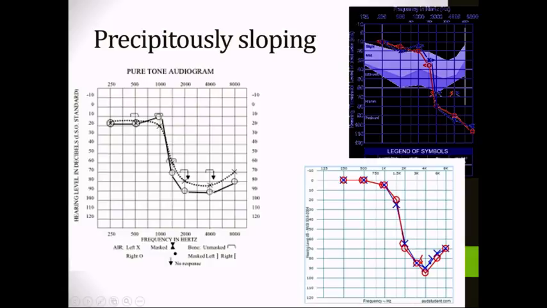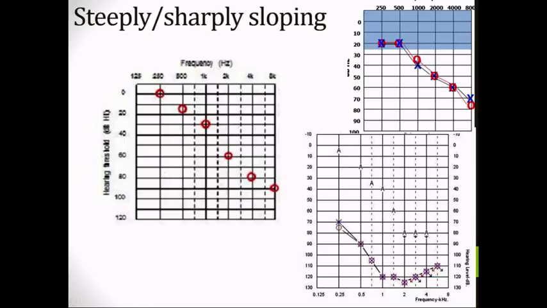So gradually sloping and precipitously sloping are easy to identify. Sharply or steeply sloping is essentially somewhere in the middle. Okay, so it's not gradual, but it's not a ski slope where it's flat and then all of a sudden it drops. So these are a couple of different examples where you might say the hearing loss is steeply sloping or sharply sloping hearing loss.